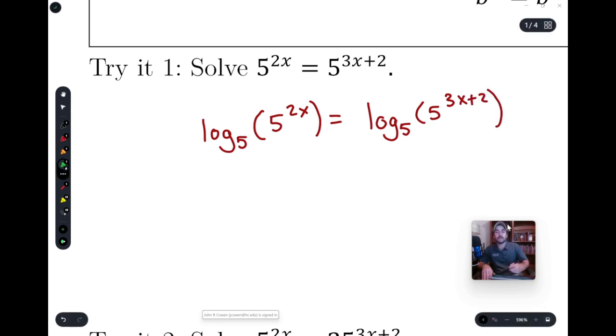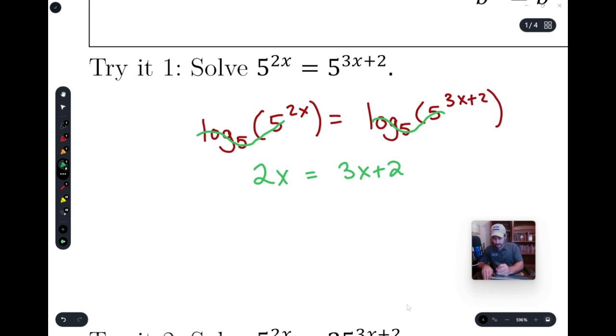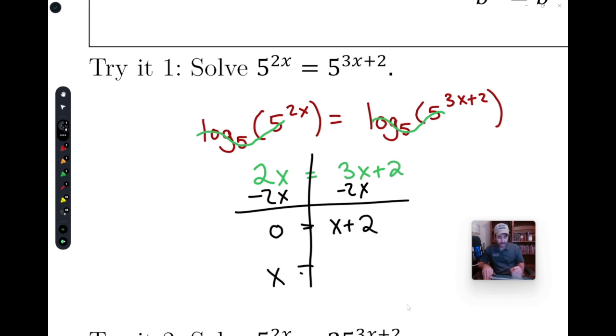And this is just going to help us be prepared for when we get into slightly more difficult ones. Those 5s are going to take each other out, and we'll be left with 2x on one side. Same thing over here, equals 3x plus 2, and then we can solve from there. So draw a line like we've been doing, move the 2x over, minus 2x minus 2x, 0 equals x plus 2. Move the 2 over, and you'll get x equals negative 2.